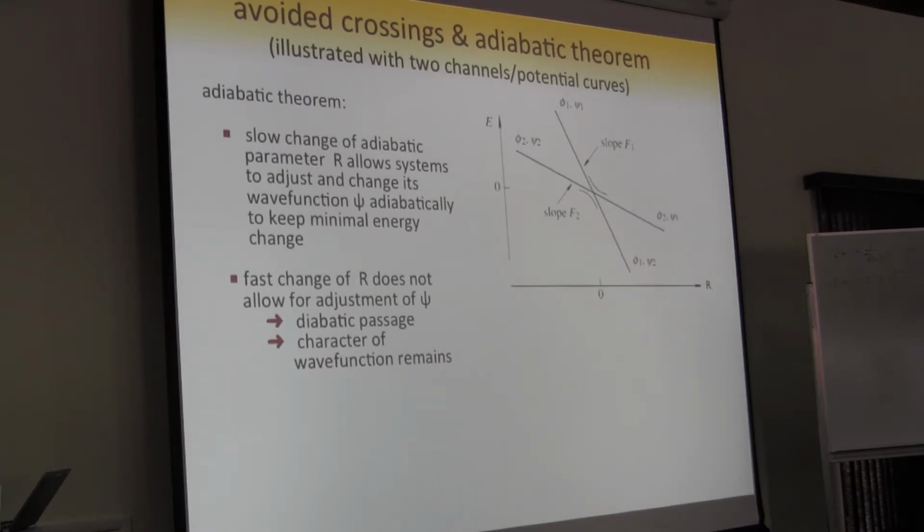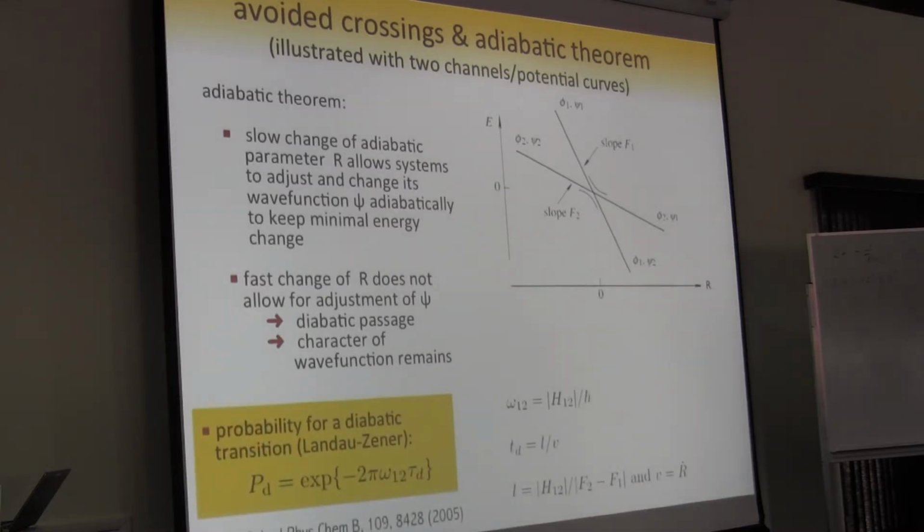So this gives you the other possibility. If the adiabatic parameter is traversed very fast through some system property, then this does not allow for an adjustment of the wave function, and you actually get a diabatic passage. Essentially, this keeps the character of the wave function, phi1. But of course, you pay with the energy. The energy changes much more. So these are the two complementary possibilities, adiabatic or diabatic passage of an avoided crossing.